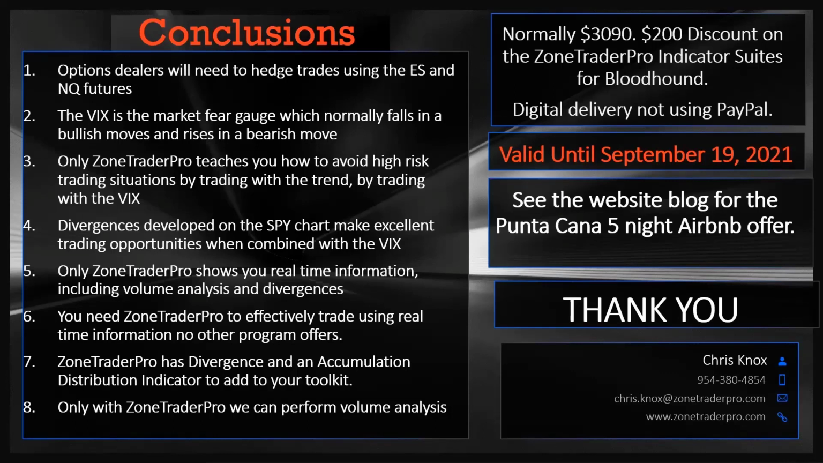95%. ZoneTraderPro teaches you how you're going to avoid high-risk trading situations. And I'm going to try to make it real simple because we have the BloodHound template, we have these divergences. And basically the hardest part about trading with this type of system is not necessarily the entry, it's going to be the exit. That's something we talk about personally in the training that I do. Divergences developed on the SPY make excellent trading opportunities when we combine them with the VIX. And we show you that in real time.